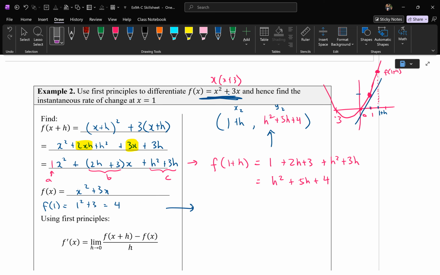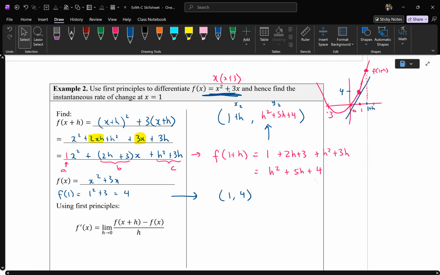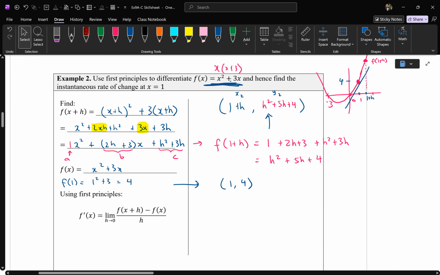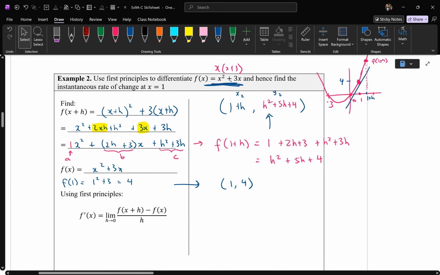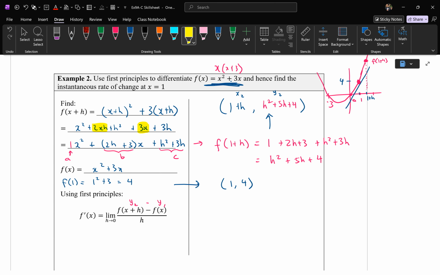I'm going to draw an arrow to help you visualize that. 1, 4. So you can see on the graph there, I now have 2 points, 1, 4, and 1 plus h, and f of 1 plus h we figured out was h squared plus 5h plus 4. This is what first principles is. It says here, f of x plus h, which is y2, minus y1. So it makes sense. Take this expression, h squared plus 5h plus 4, take away 4, because that's my y2 minus y1.